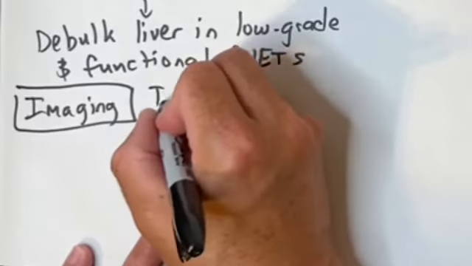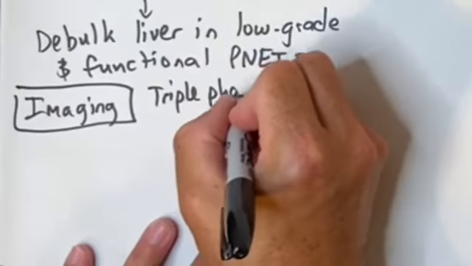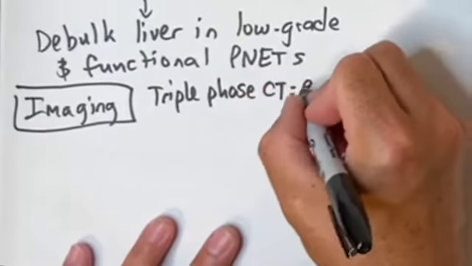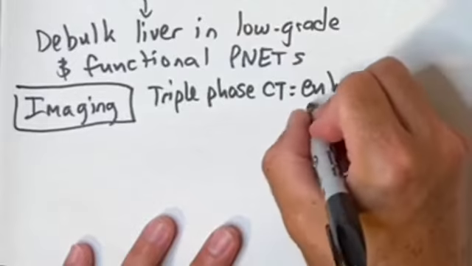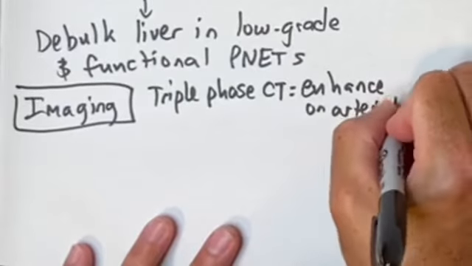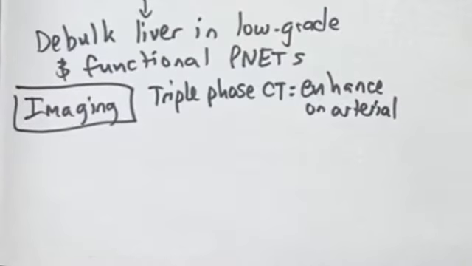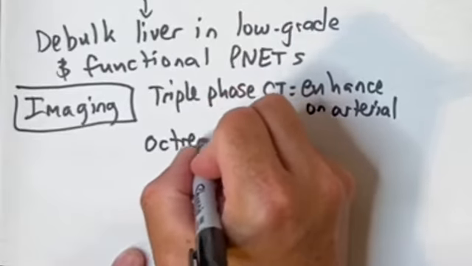Talk a little bit about imaging. So imaging of pancreatic neuroendocrine tumors is a common question. In general, always start with a triple phase CT of the liver and pancreas for any suspected pancreatic tumor. Neuroendocrine tumors tend to be enhancing on arterial phase.